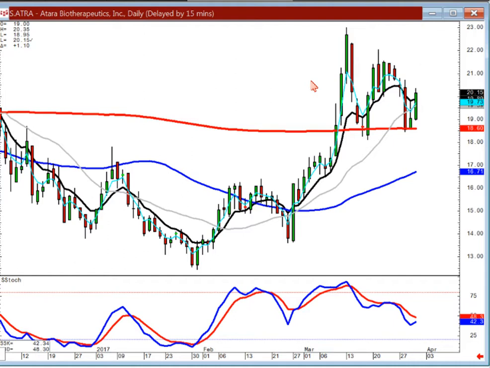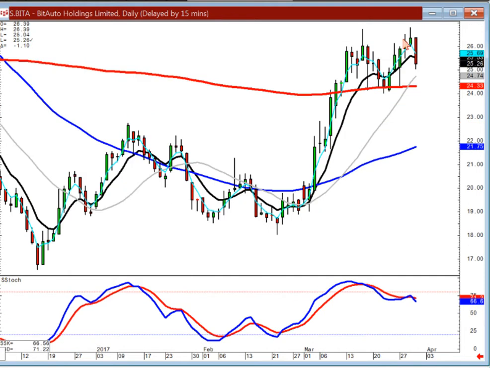And BIDA, not necessarily, because those aren't really that big a shadow. Yeah, that's really just kind of a normal kind of trading, let's say, candle.